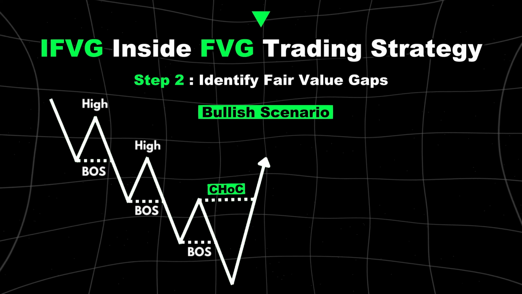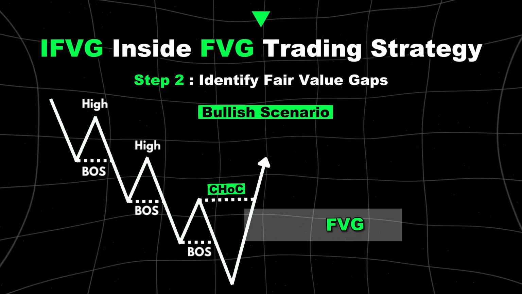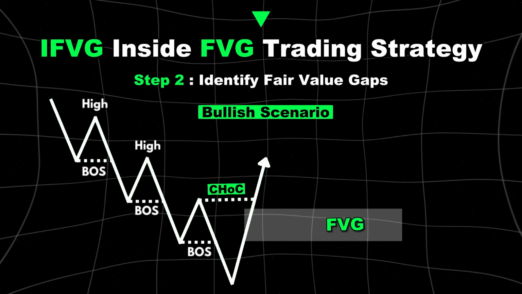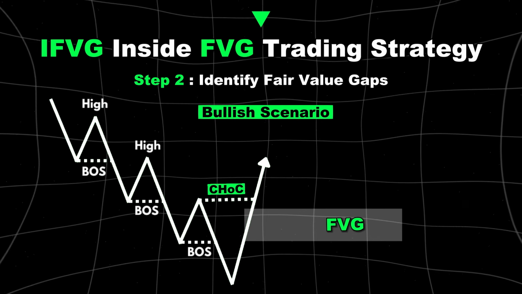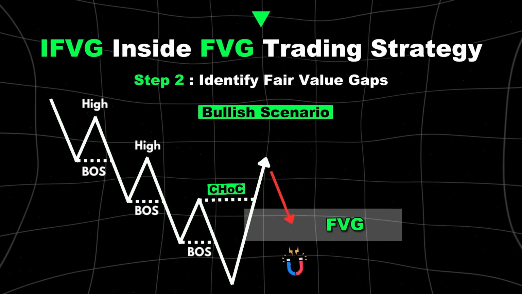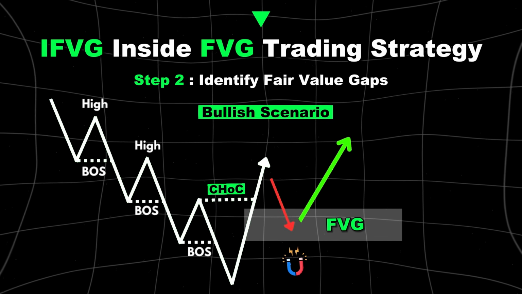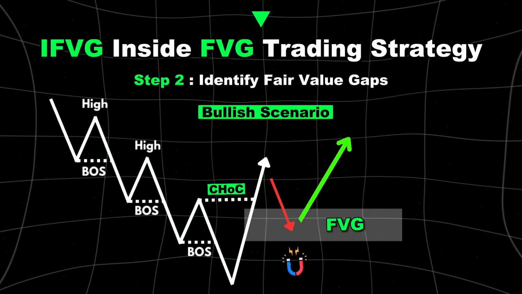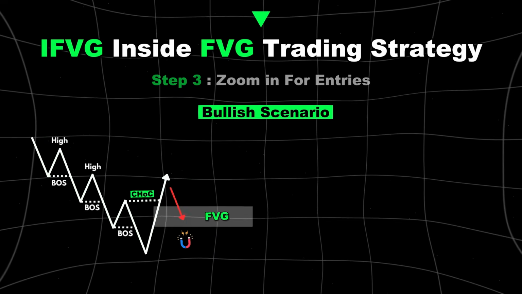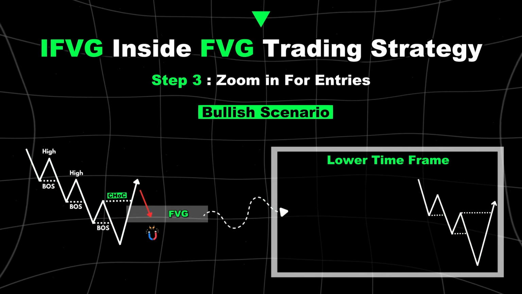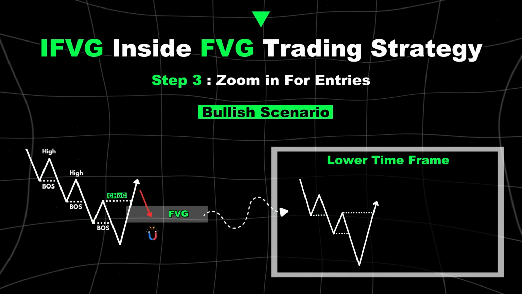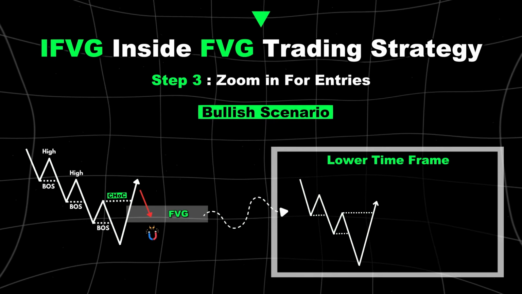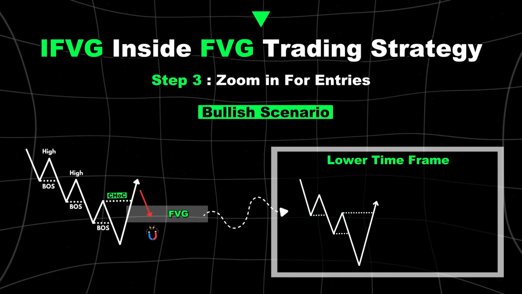At this point, focus on identifying a bullish fair value gap that forms within the COCH leg. As mentioned earlier, FVGs often act like magnets, pulling price back before continuing in the same direction. So, after spotting your higher time frame COCH and its associated FVG, zoom into a lower time frame and wait for price to return to that higher time frame FVG. Then, carefully watch how price behaves inside the gap.